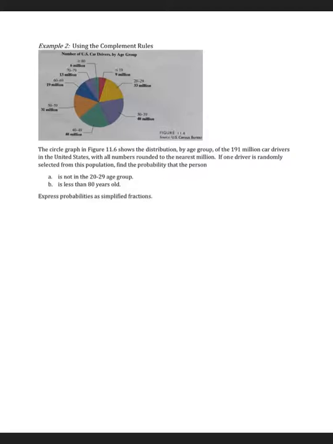Okay, so the first one in part A is we want to find the probability that they're not in the 20 to 29 year age group. So using the formulas we looked at on the first page, we want to do 1 minus the probability that they are in that age group. So we need to find that first.